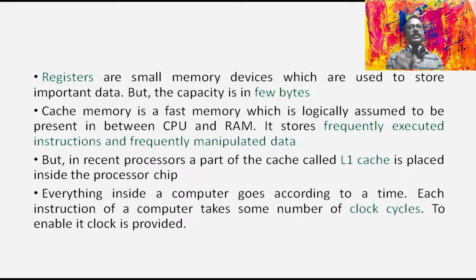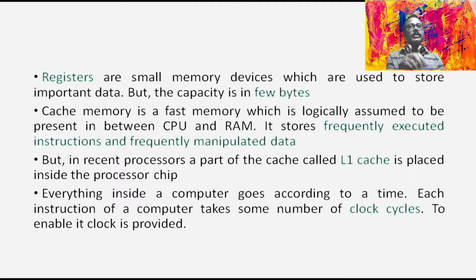Registers are small memory locations that are present inside the CPU. They are capable of storing only a few bytes of data. They are limited in number, but because they are present inside the CPU, they are very fast. So whenever you have very important data, you try to store it in the registers.